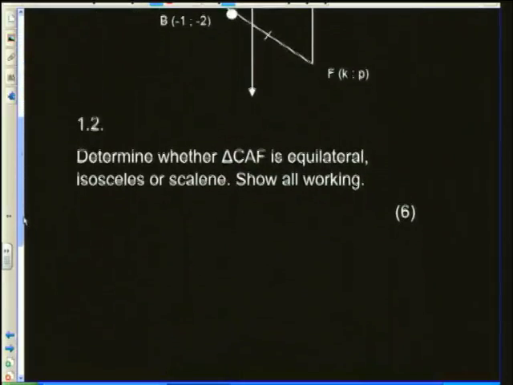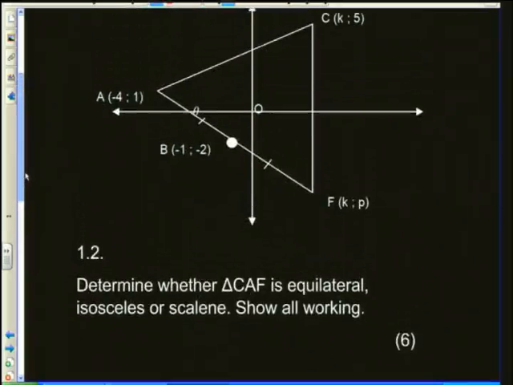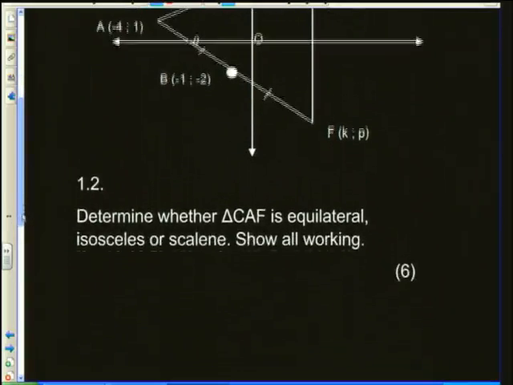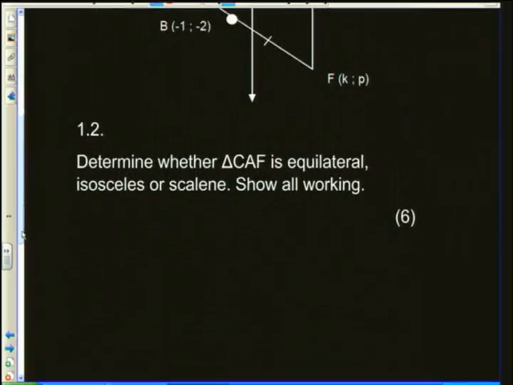We now move on to question 1.2. It's based on the same sketch, the same triangle. They say, determine whether triangle CAF is equilateral, isosceles, or scalene. You cannot answer this question if you don't know what these words mean. Equilateral meaning all three sides have the same length, isosceles meaning only two sides of the same length, and scalene meaning they're all different lengths.